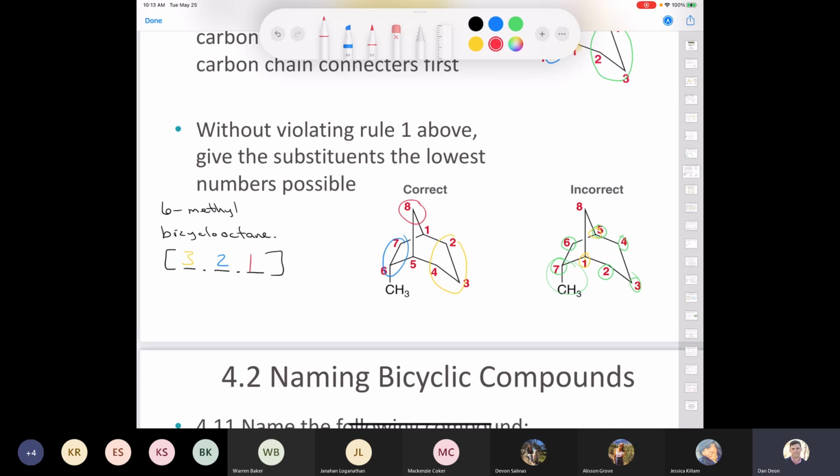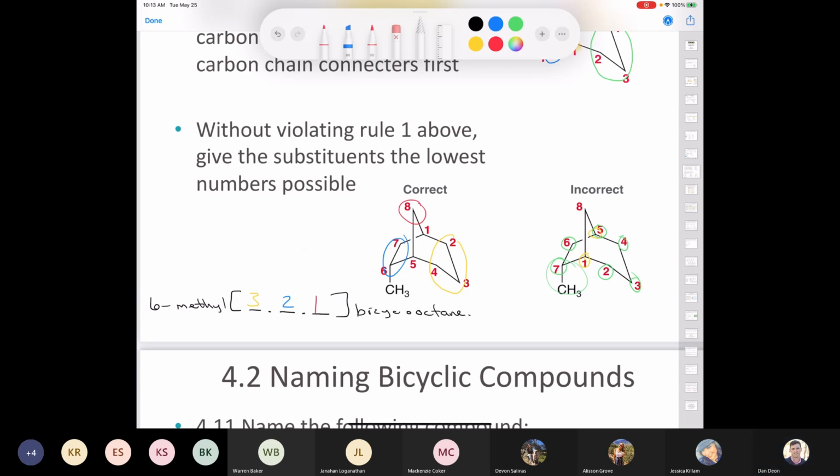So you put this all together, and the name of this molecule would be 6-methyl, bicyclo 3, 2, 1, octane. There we go, bicyclooctane.